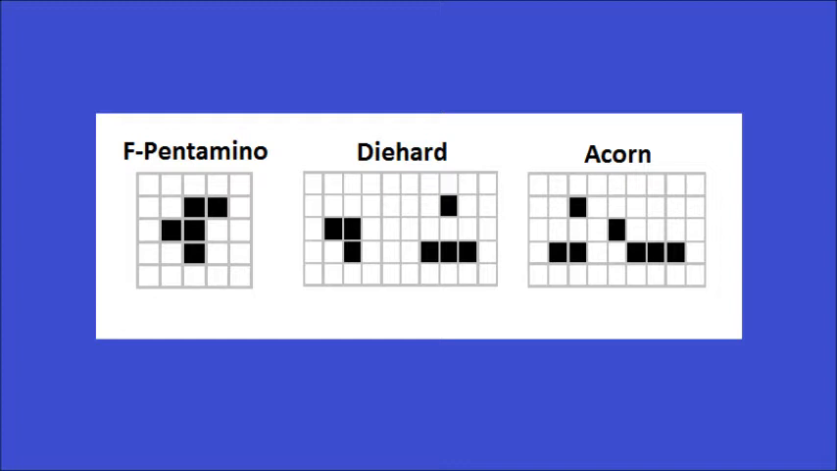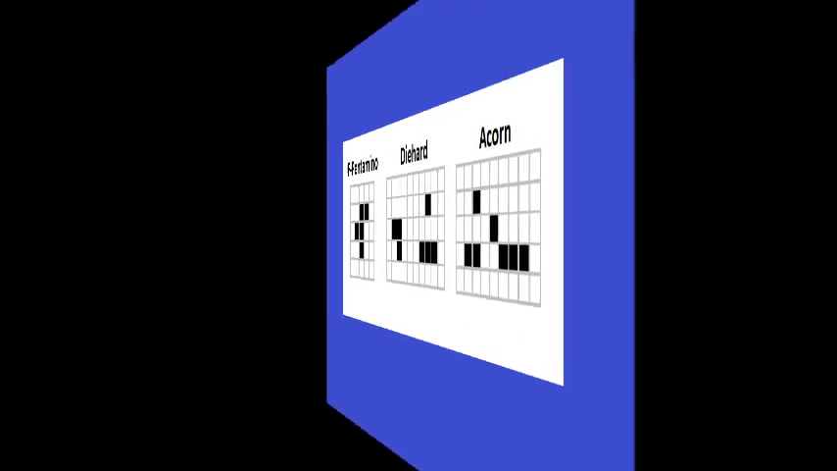Some of the most common Methuselahs include the F pentamino, diehard, and the acorn. The acorn is a pattern of 7 live cells developed by Charles Quarterman. This cell structure takes 5,206 generations to stabilize and produces a 633 cell pattern referred to as its oak.